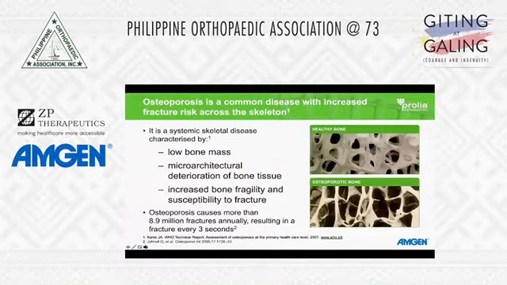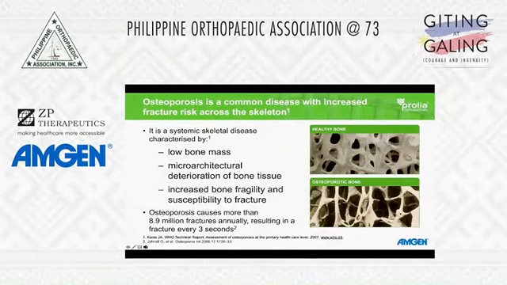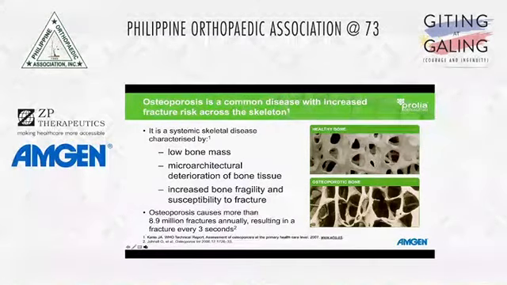Osteoporosis is defined as a systemic skeletal disease characterized by low bone mass, microarchitectural deterioration of bone tissue, and an increased bone fragility and susceptibility to fractures. Studies have shown that osteoporosis can cause more than 8.9 million fractures annually, resulting in a fracture every 3 seconds.